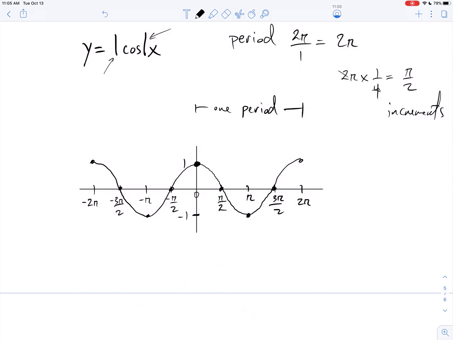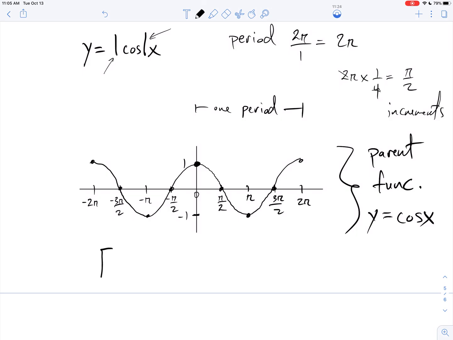That's what it does. It's a wave function. But my wave that I just sketched was very crummy. This right here is a good look at the parent function of y equals cosine x. That's what it will look like over an interval of negative 2 pi to 2 pi. All right, so that's one period.